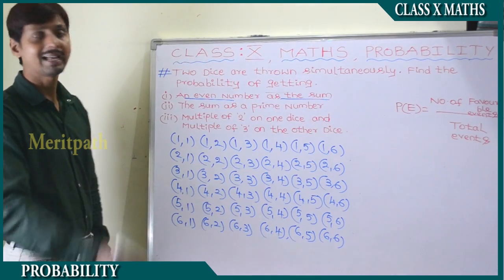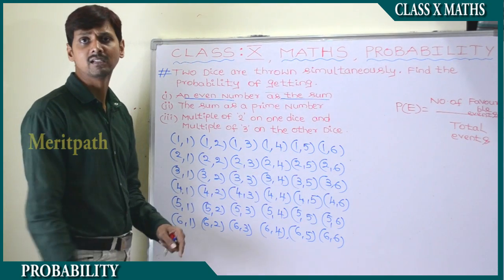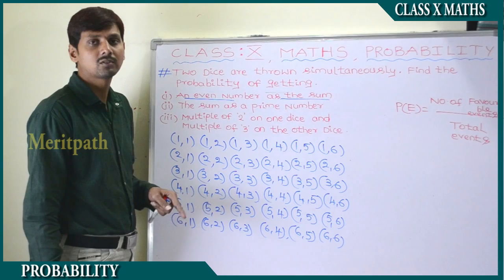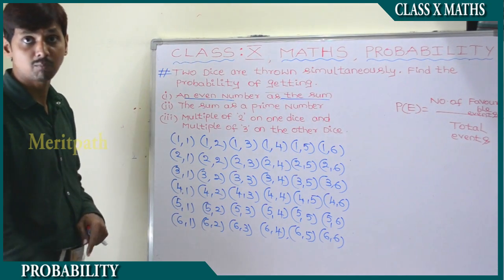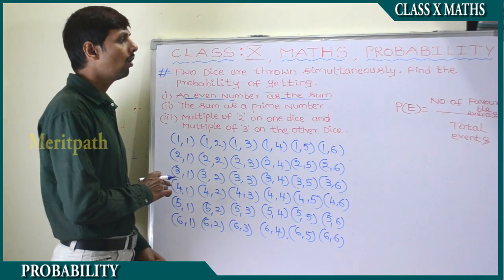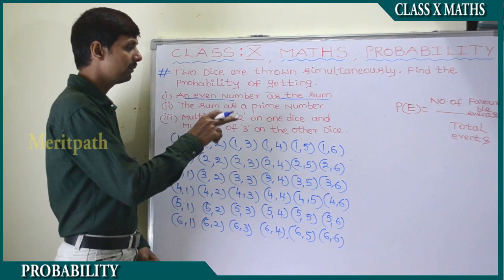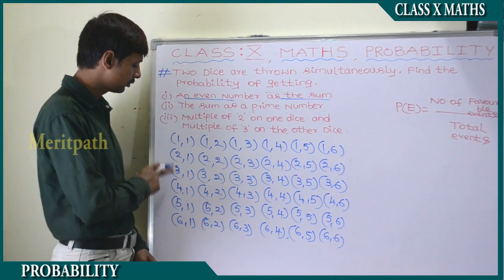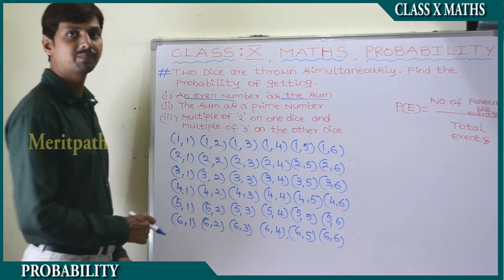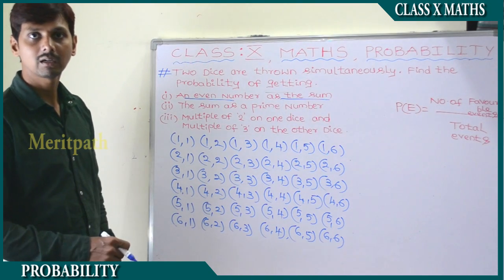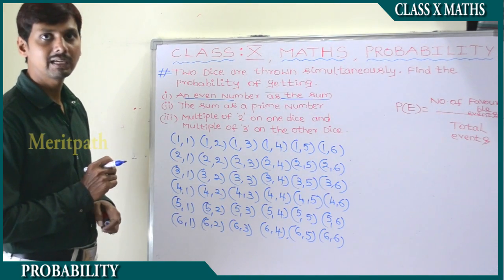There is no possibility to get 7 on the first dice, and there is no possibility to get 7 on the second dice also. These are the possibilities that can occur on 2 dice, starting with 1 and ending with 6 on the second dice, and starting with 2, 3, 4, 5, 6 and ending with 6. And there are 36 possibilities that can happen on 2 dice. So these are the events that can occur.